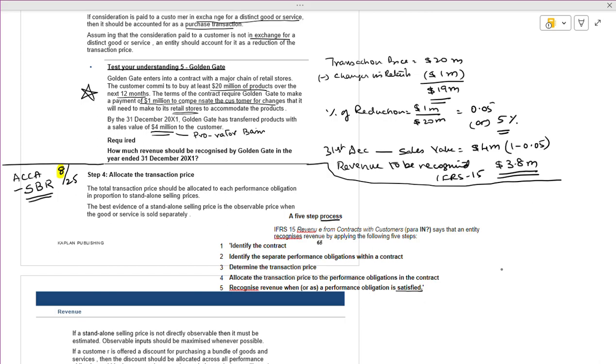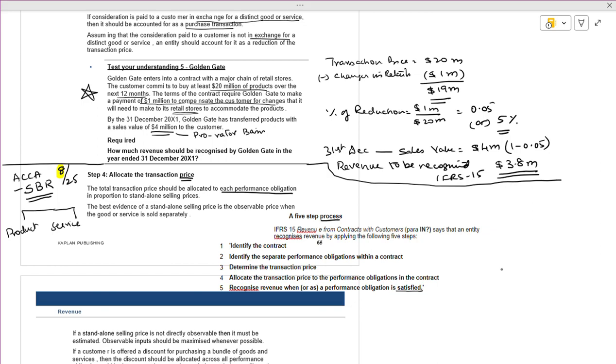Allocating the transaction price is one of the important elements. The criteria: the total transaction price should be allocated to each performance obligation in proportion to standalone selling prices. Definitely you will have something with respect to the product and something with respect to the service. Then we have to identify what is the product cost and what is the service cost.